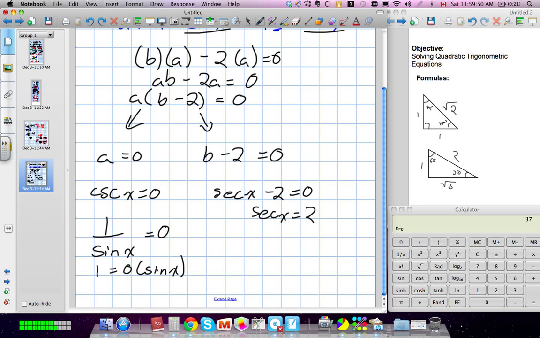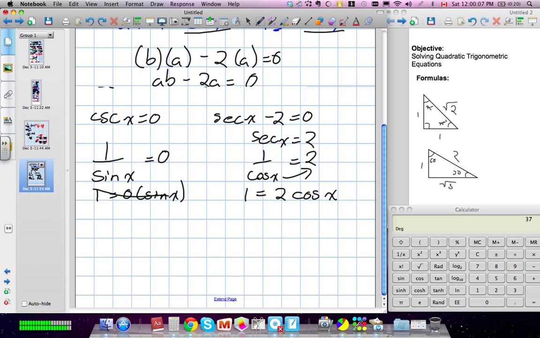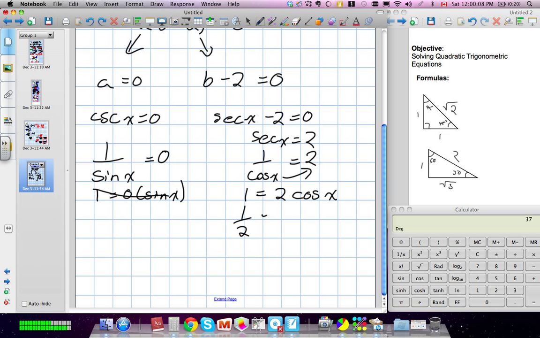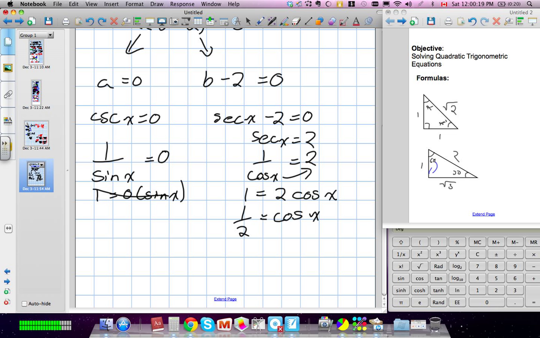Our other one, secant is the inverse of cos. So 1 over cos x is equal to 2. When I bring cos over, 1 is equal to 2 cos x, which is now a half equal to cos x, when I bring the 2 over. Okay, 1 over 2, cos, special triangles, adjacent and hypotenuse. That works out perfectly. I'm talking about 60 degrees.